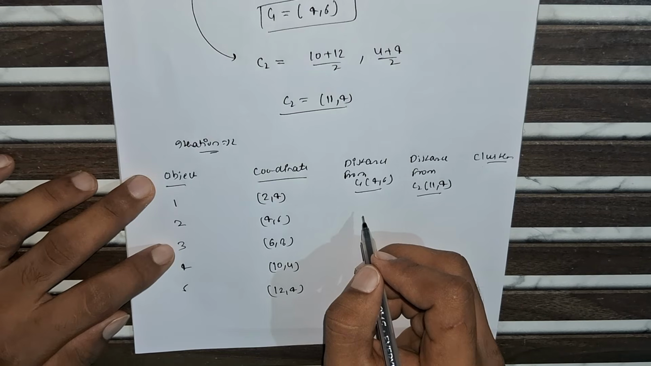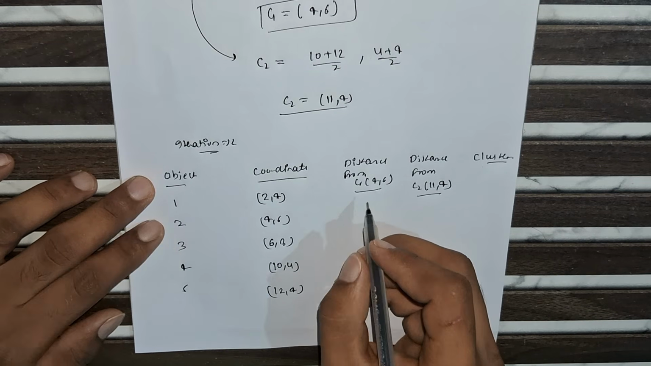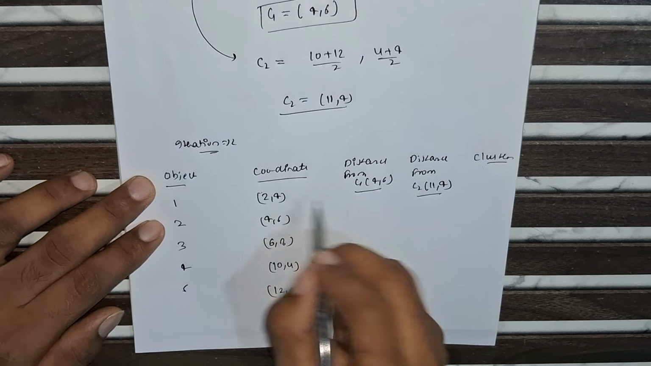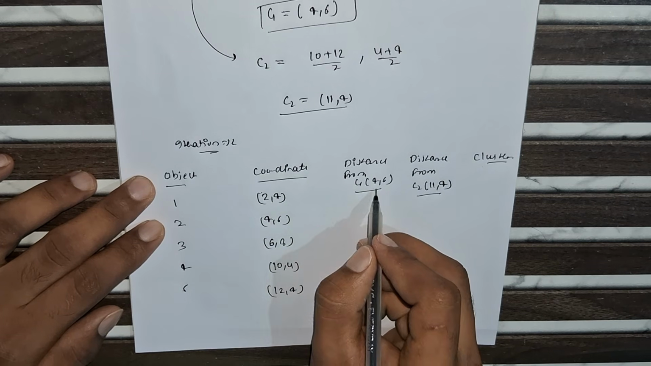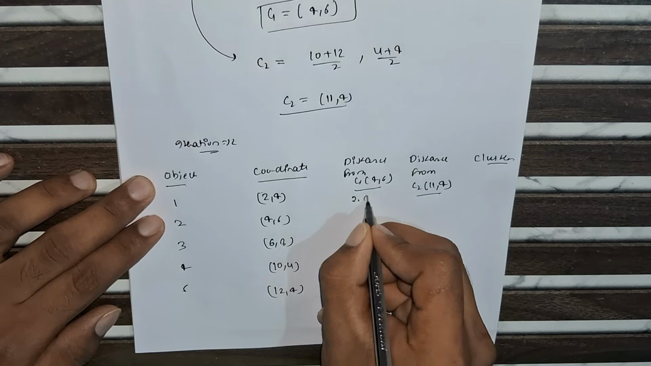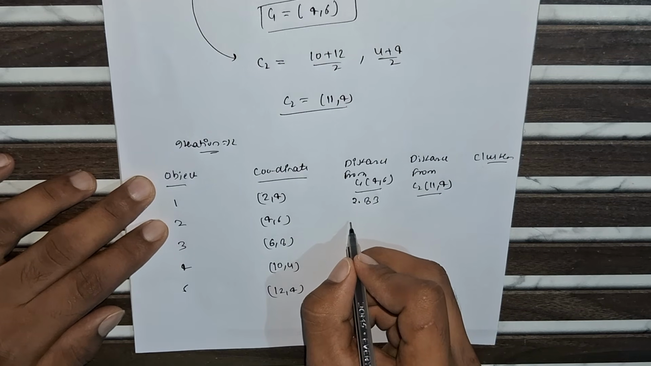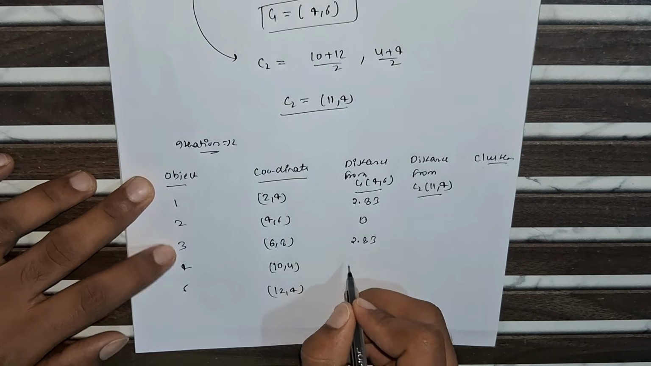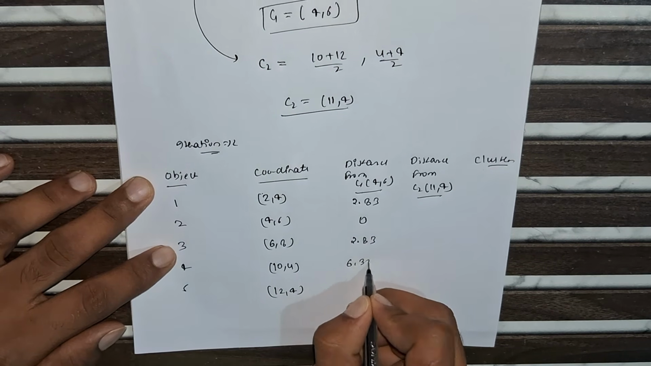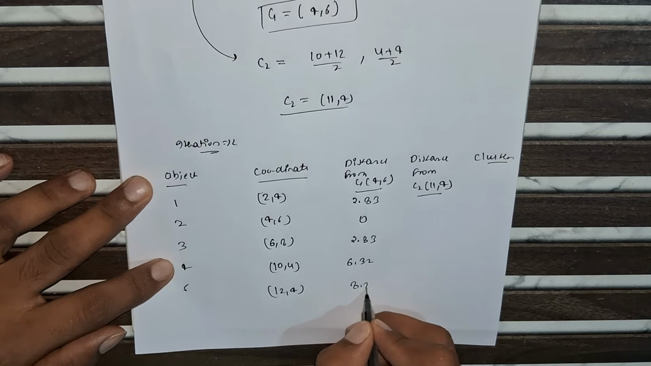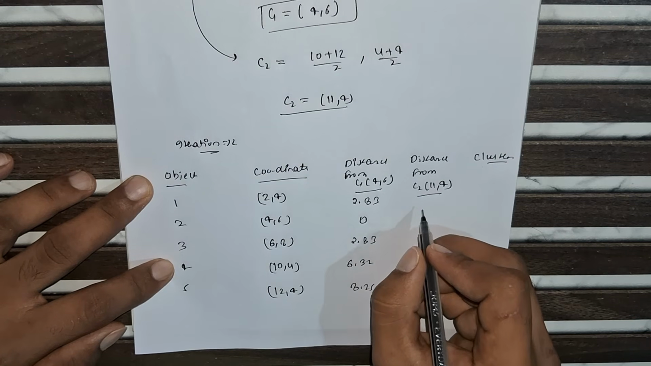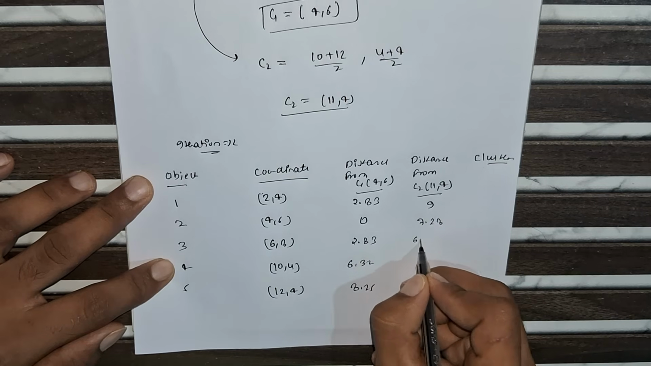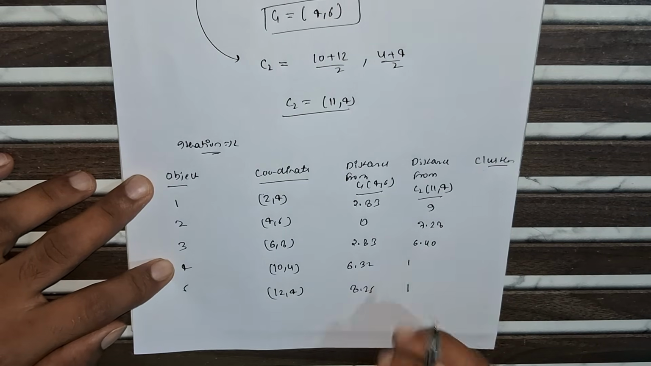Now we follow the same procedure which we followed in the first iteration. This is nothing but x2, y2, x1, y1. So 2 minus 4 whole square plus 4 minus 6 whole square. When you calculate, it becomes 2.83. Like that, we calculate for object 2, it becomes 0, and this is 2.83, and this is 6.32, and this becomes 8.25, and here this is 9, this is 7.28, this is 6.40, this is 1, and this is 1.